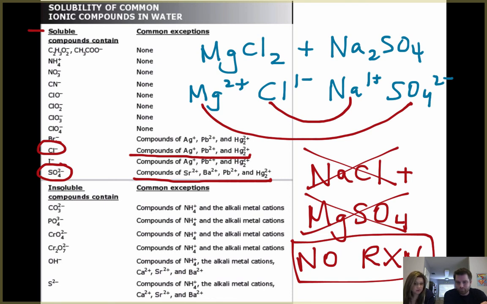So that's it. Got to remember oxidation numbers, write your products, and determine if the reaction occurs or not by making a precipitate. I'm down with that.